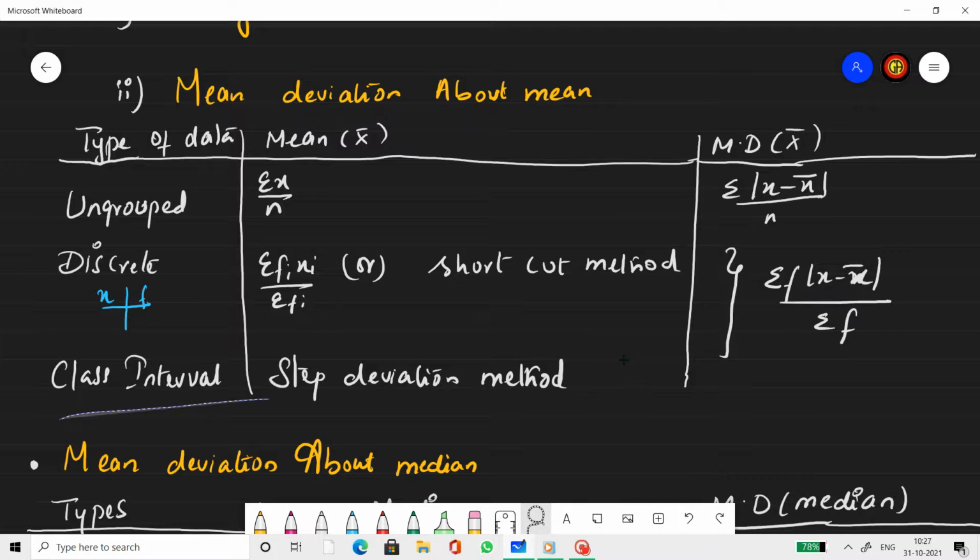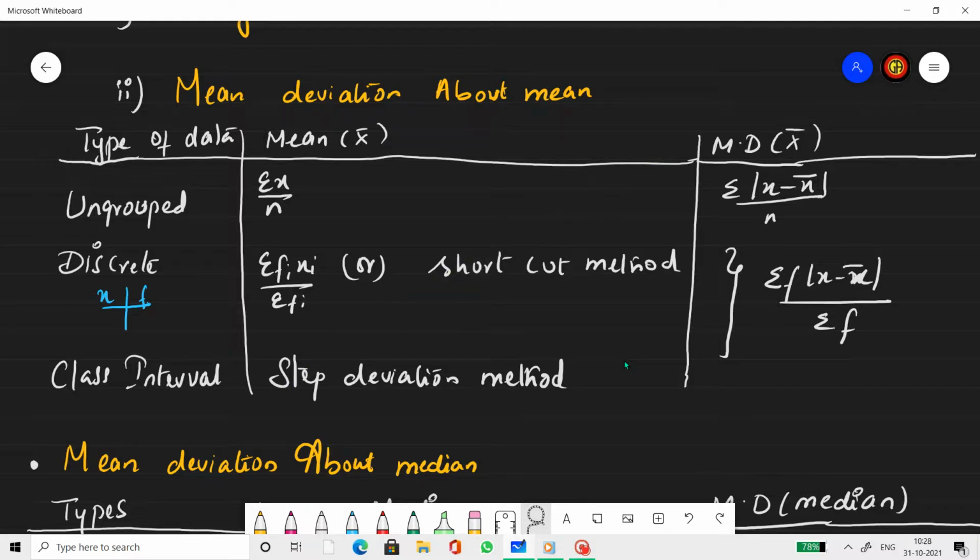And in case the data is class interval type, use the step deviation method to find the mean, and then use the same formula to find the mean deviation about mean. As I told you in the beginning, and I'm repeating over and over again, without knowing how to find mean, you cannot find mean deviation. So it is very important to know this method.